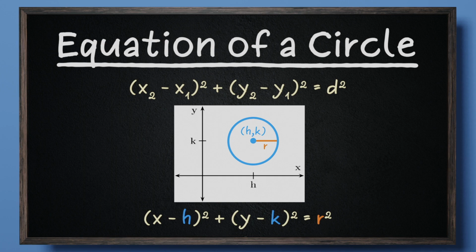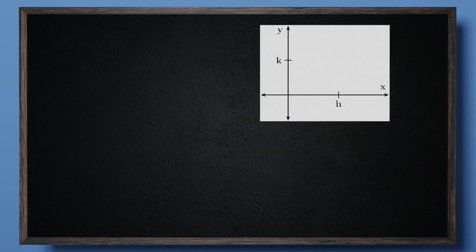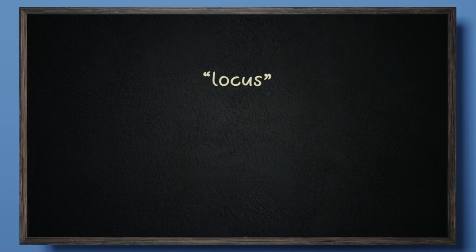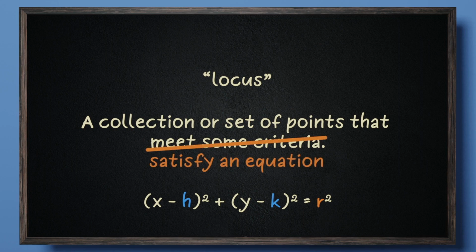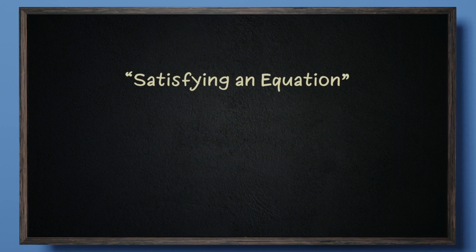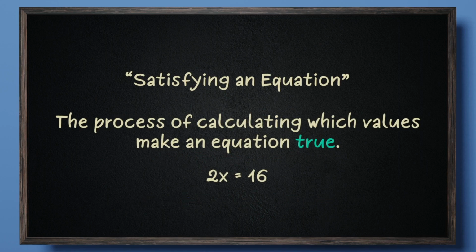If you recall from our first lesson on circles, we discussed the word locus. We defined locus as a collection or set of points that meet some criteria. If we are to understand the equation of a circle, we must use a more mathematical definition of the word. A locus is the set or collection of points that satisfy an equation. Satisfying an equation is the process of calculating which values make an equation true.